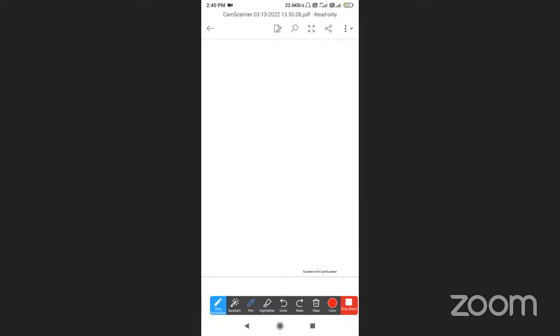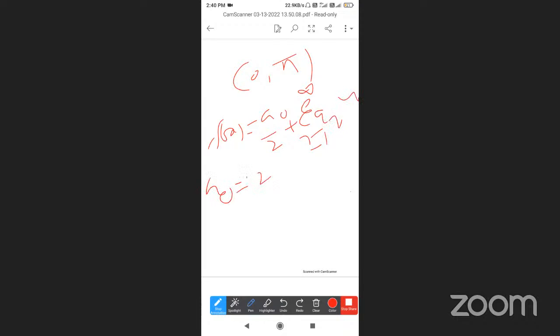Half range 0 comma pi, the half range cosine series. This function is on page number 92. So what is the formula? f of x is equal to a naught by 2 plus the summation of n equals 1 to infinity of an cos nx. a naught is equal to 2 by pi, integral from 0 to pi of f of x into dx. an is equal to 2 by pi, integral from 0 to pi of f of x into cos nx dx. These are the formulas.